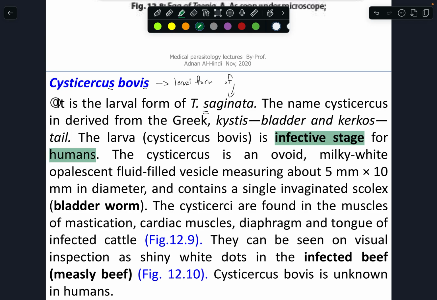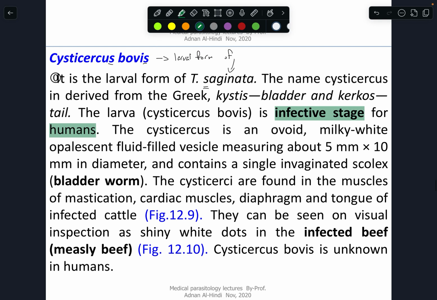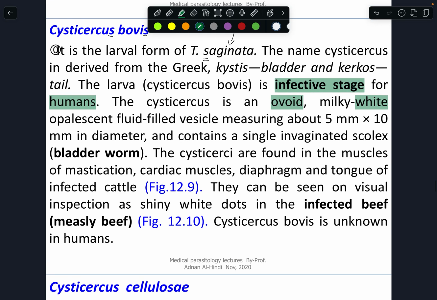The Cysticercus is an ovoid, milky white, opalescent white, fluid-filled vesicle measuring about 5 mm by 10 mm in diameter, and contains a single invaginated scolex. Bladder worm.